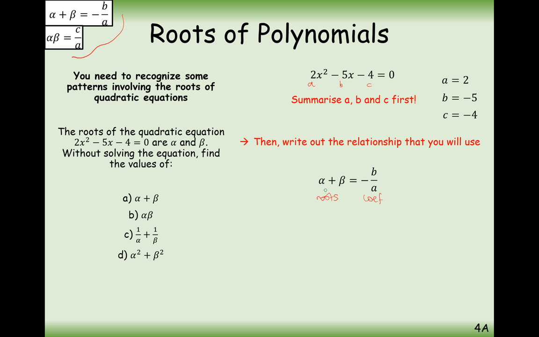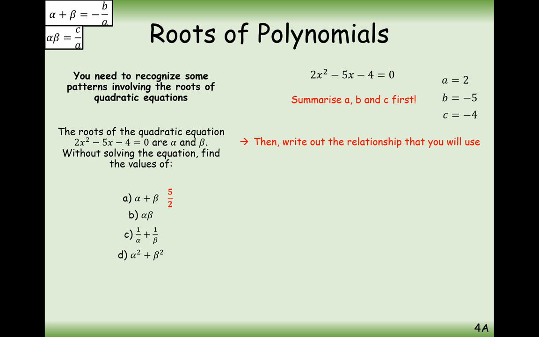So what we can do then is add alpha and beta together, which is what we're looking to find the answer to, and set that equal to minus b over a. So that's going to be minus 5, minus of minus 5 over 2. So that gives us 5 over 2. So we know that the two roots are going to add together to make 2.5. Okay, so that's all we need to do for part A.